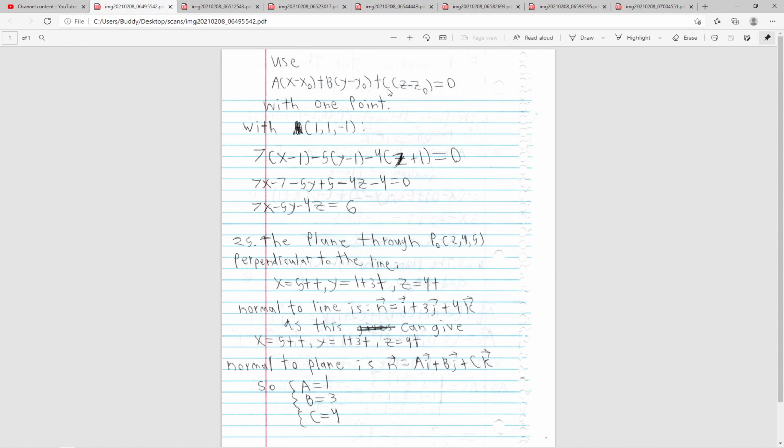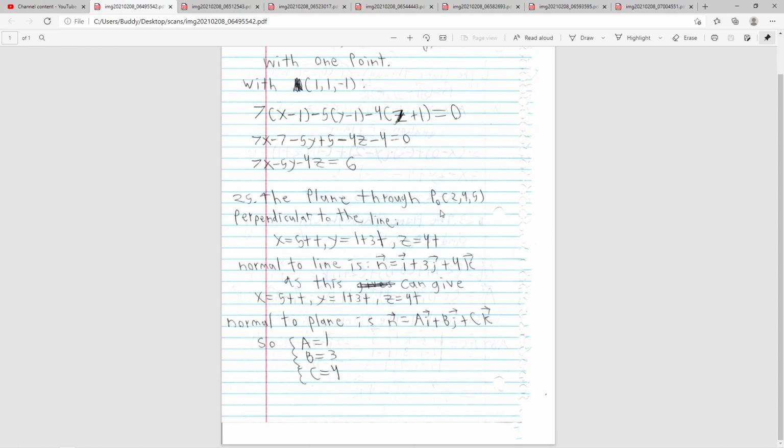And now we use this formula for plane. 1, 1, -1. You plug in 7, -5, and -4. Those are your A, B, and C. Basically, A, B, and C are from the vector normal to the plane. Which was, when we got the cross product, that's a vector normal to the plane. And we have the point 1, 1, -1 to plug in for x0, y0, and z0. Simplify down, 7x minus 5y minus 4z equals 6.